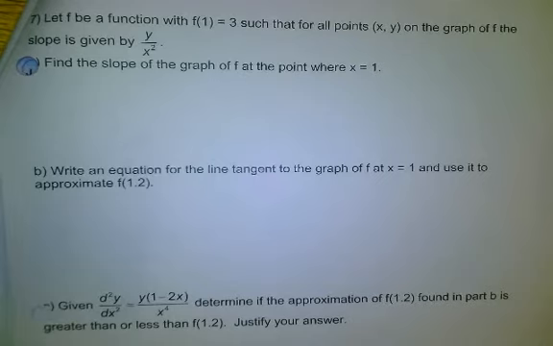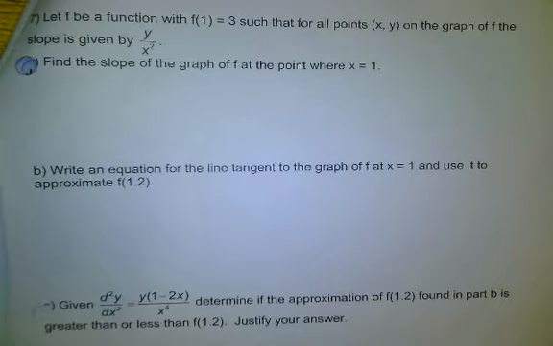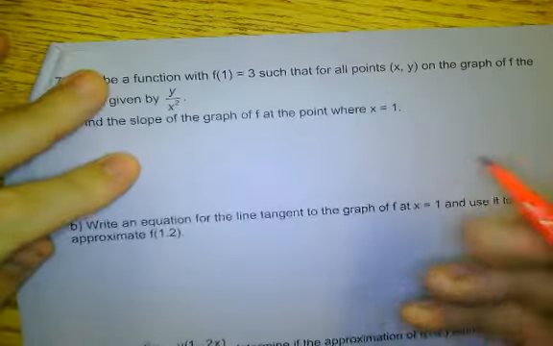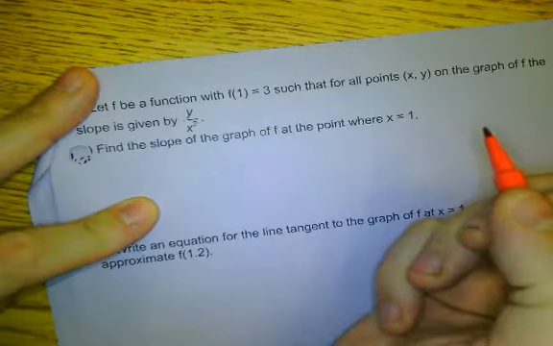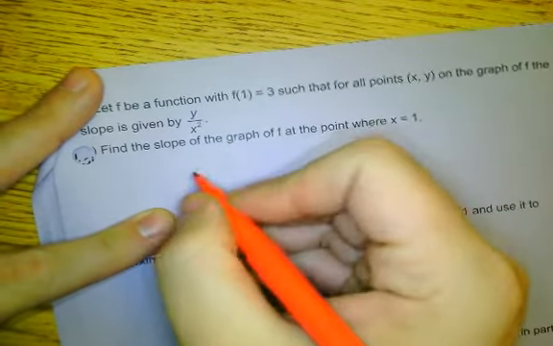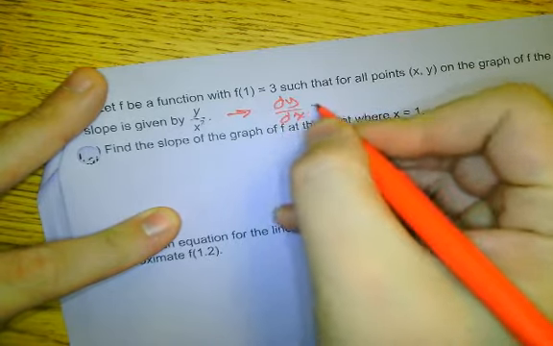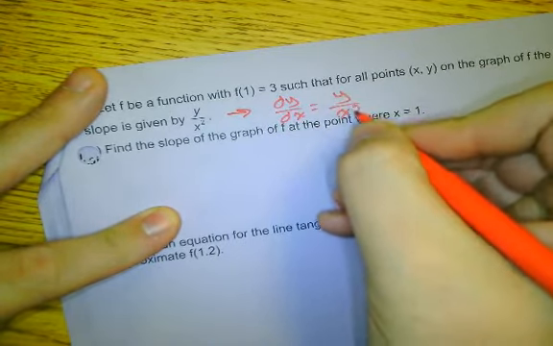So let f be a function. It gives us an initial condition, and it says the slope is y over x squared. Okay, so it says the slope is y over x squared, which means that dy over dx is equal to y over x squared.